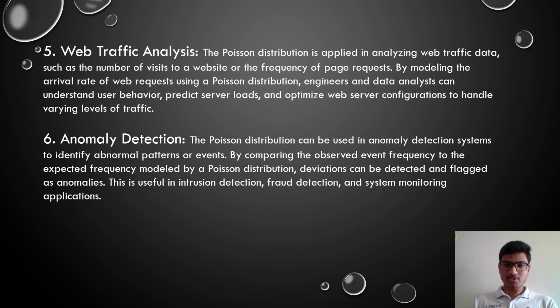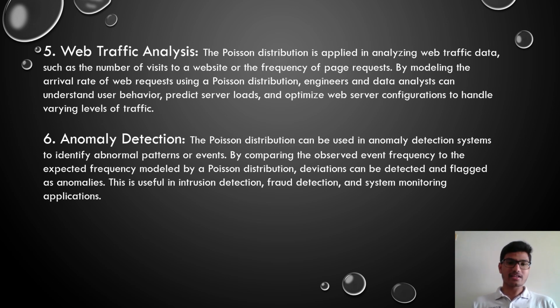The Poisson distribution also has an application in keeping track of or analyzing the number of visits to a website or the frequency of web page requests. The Poisson distribution is also applied in analyzing web traffic data. By modeling the arrival rate of web requests using the Poisson distribution, one can understand user behavior, predict server loads, and optimize web server configurations to handle varying levels of traffic.